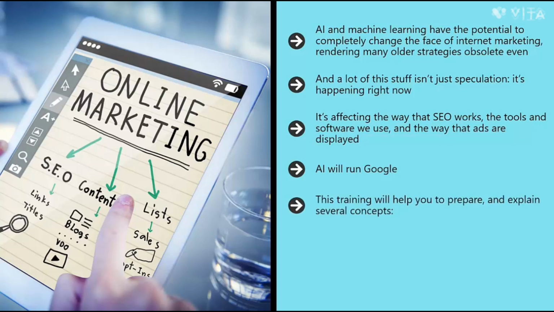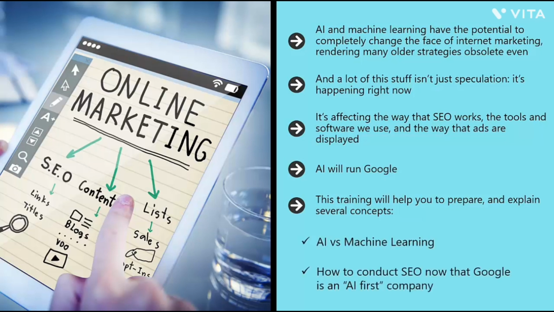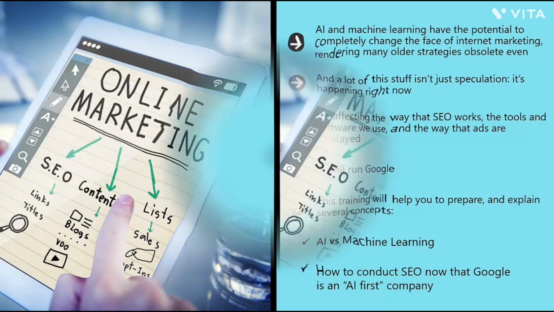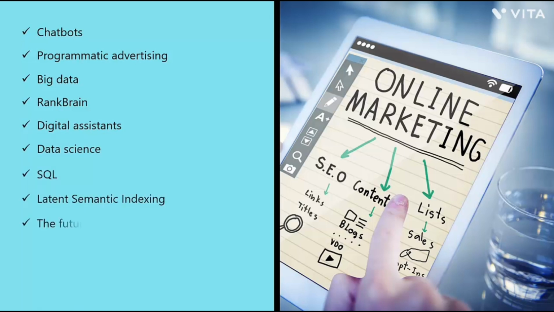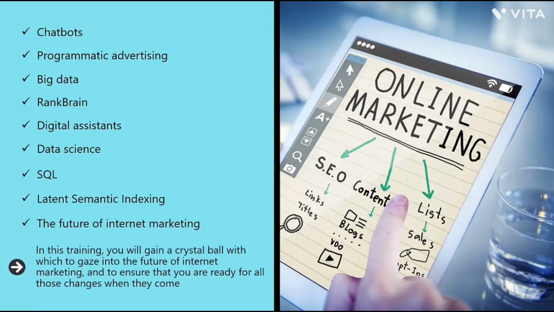This training will help you to prepare and explain several concepts. AI versus machine learning. How to conduct SEO now that Google is an AI-first company. Chatbots. Programmatic advertising. Big data, RankBrain, digital assistants, data science, SQL, latent semantic indexing, and the future of internet marketing. In this training, you will gain a crystal ball with which to gaze into the future of internet marketing and to ensure that you are ready for all those changes when they come. By the end, you'll be better prepared and in a better position than 99.9% of other marketers.